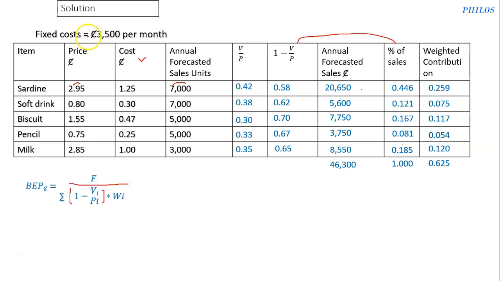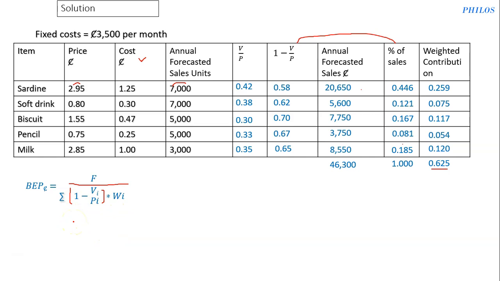The question says, fixed cost is 3,500 per month. And in the formula, we should use the year. There are 12 months in a year, isn't it? So the fixed cost for the year should be 3,500 times 12 months. Okay. So the fixed cost you are going to use in this formula, the F here, should be 3,500 times 12. Okay. And then this 0.625 we've gotten here is for the whole of the denominator here. We've solved everything in tabular form. That's why. Okay. So we are going to substitute that into the formula.